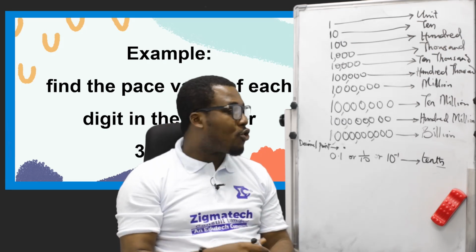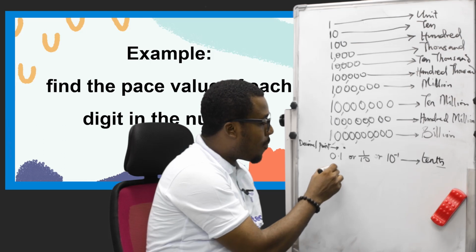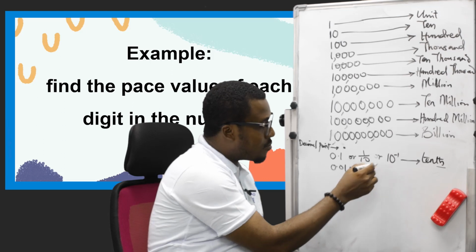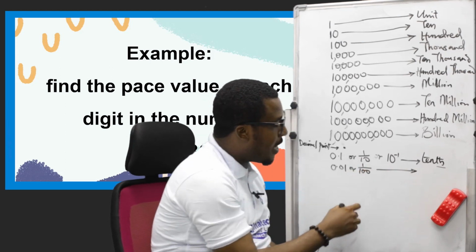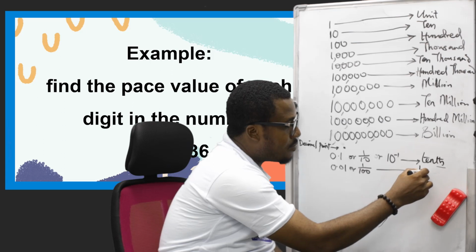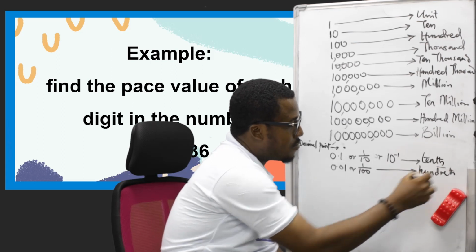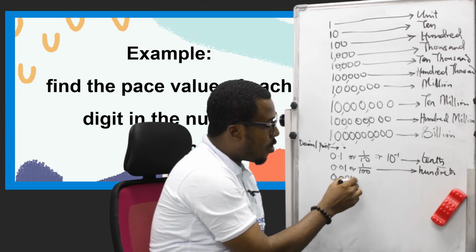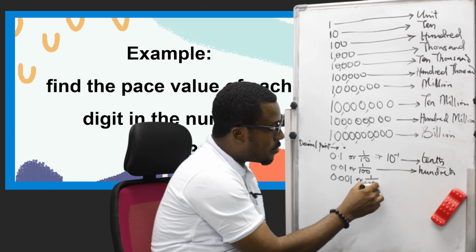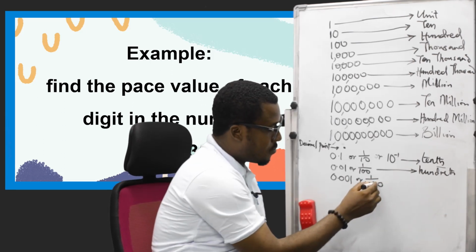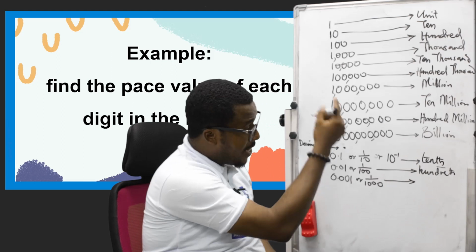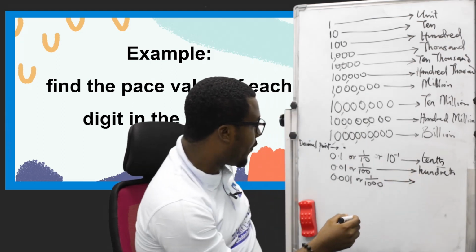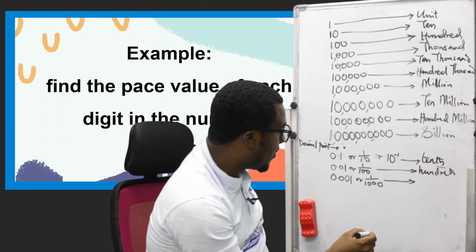Tenth. So it flows in that way. The next one will be 0.01 or 1/100. I'll leave this one for you to fill up. Then this will be 100. Next is 0.001 or 1/1000. I might need to clean up this part so that you will be able to see the full view of what I'm describing.